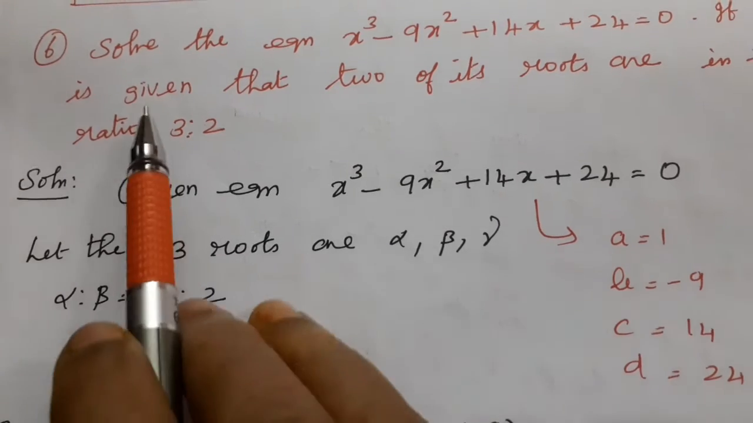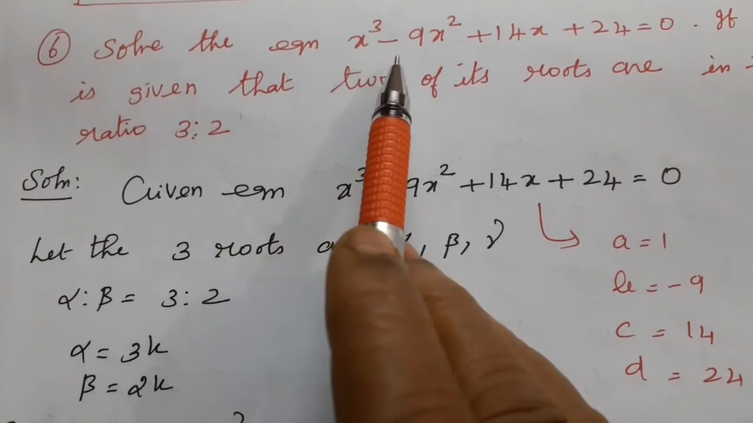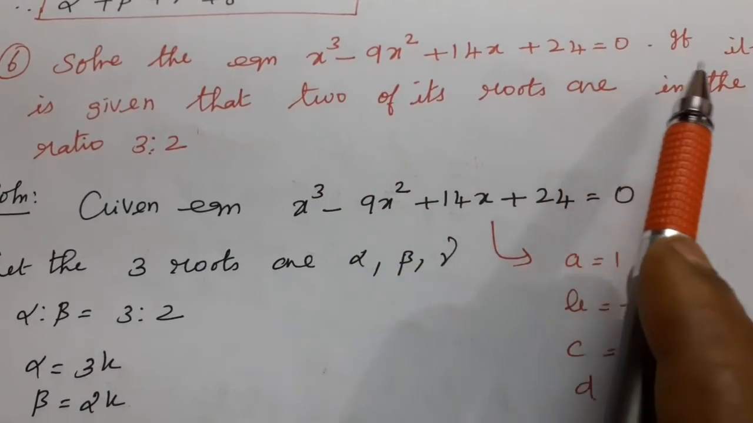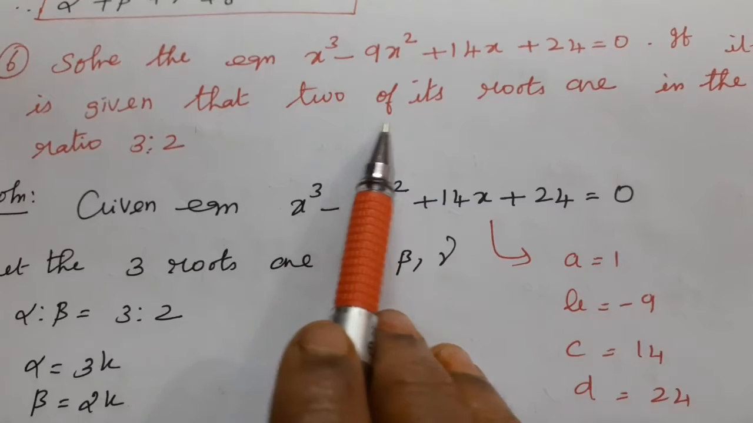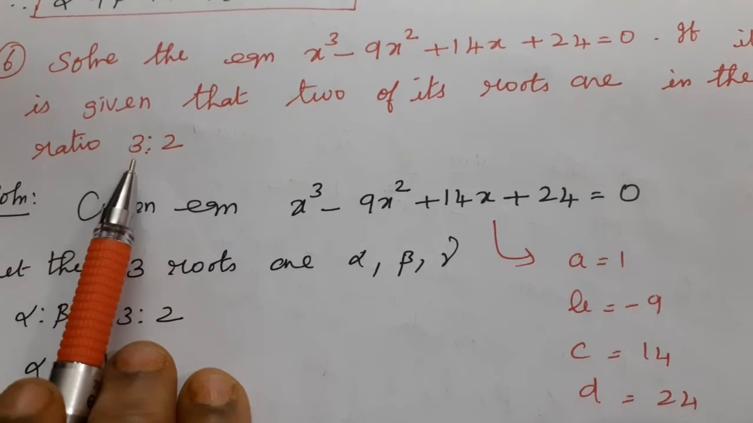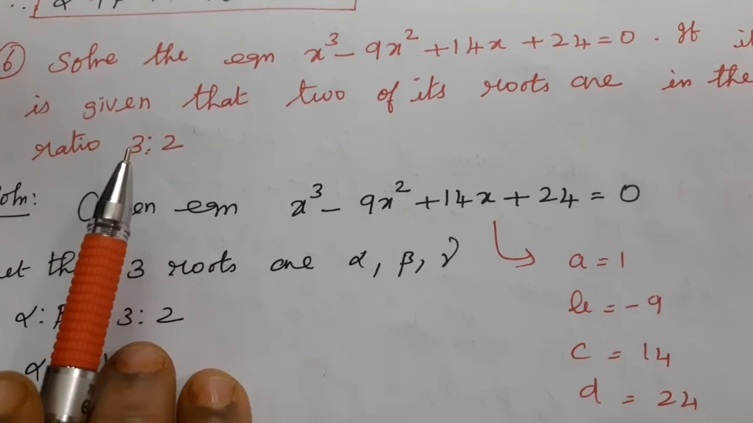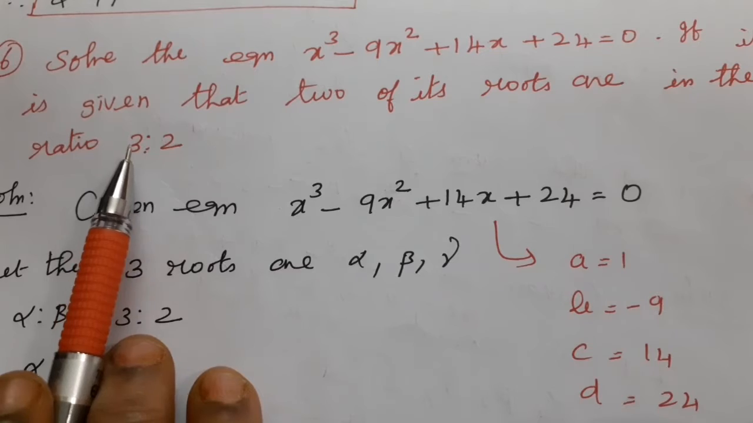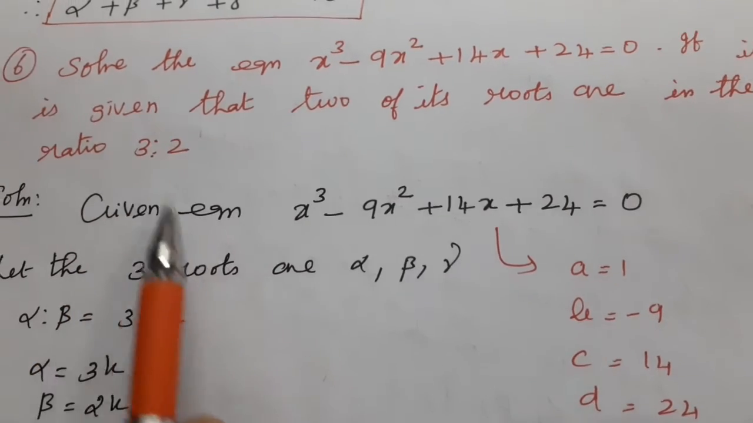The same exercise, question number 6: solve the equation x cube minus 9x square plus 14x plus 24 equal to 0, if it is given that two of its roots are in the ratio 3 is to 2. For the last time I revise: product of the two roots is 1. Here the roots are given in the ratio. What is the ratio given? 3 is to 2.